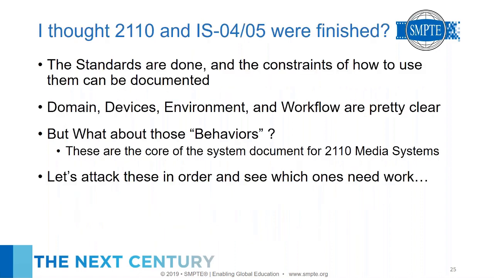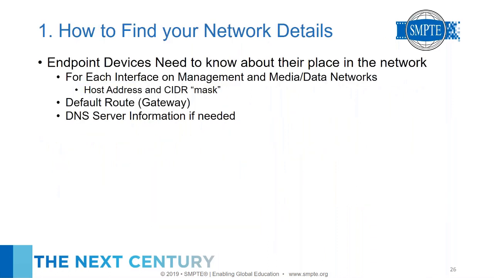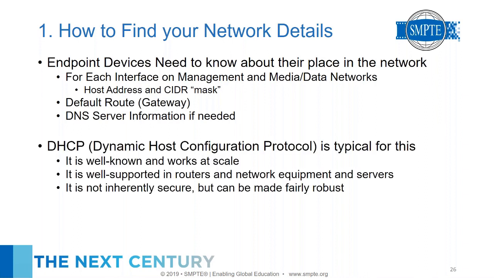Well, 2110 and ISO 4.5, as we mentioned early on, they're done. But this document really is about those behaviors and defining how a device works with them. So the first one we tackled, we said, well, how do you know your network details? Because you have to know your IP address on each of those networks. You have to know some information about the unicast routing environment. You have to know where the DNS server is, potentially. So, anybody who's plugged their laptop in at a hotel knows that DHCP is where it's at.